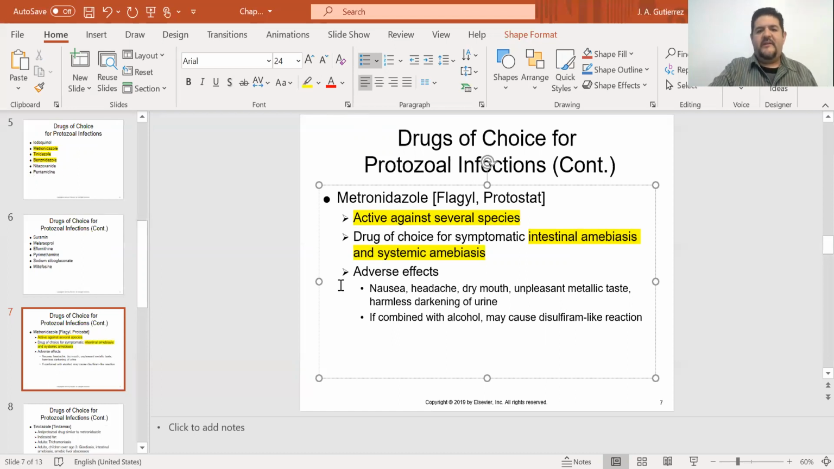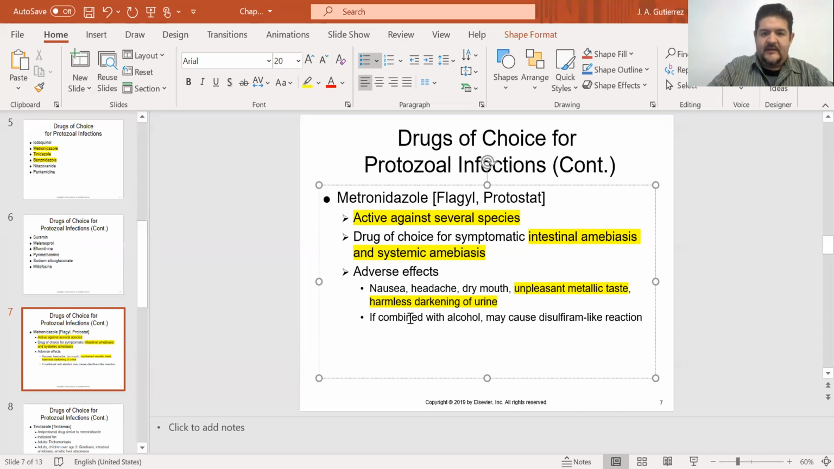Regarding adverse effects of metronidazole, when the medication is given PO or IV, we have to emphasize to the patient that they're going to have dry mouth, a metallic aftertaste, and dark urine. Those last two, the metallic aftertaste and the darkening of the urine, are two reasons why, if we don't explain to the patient what may happen, they may get scared and stop taking the medication.